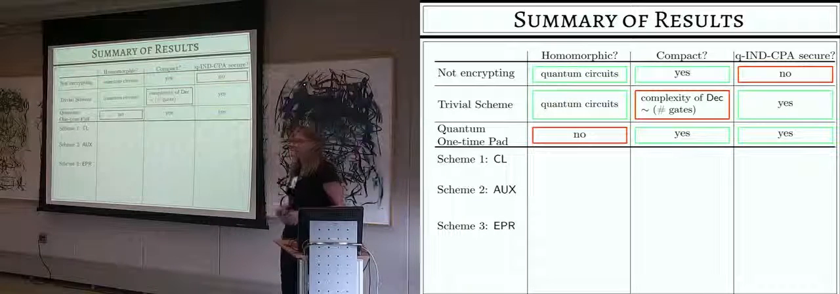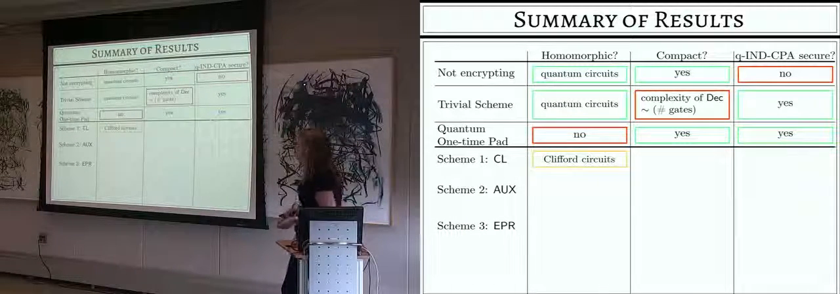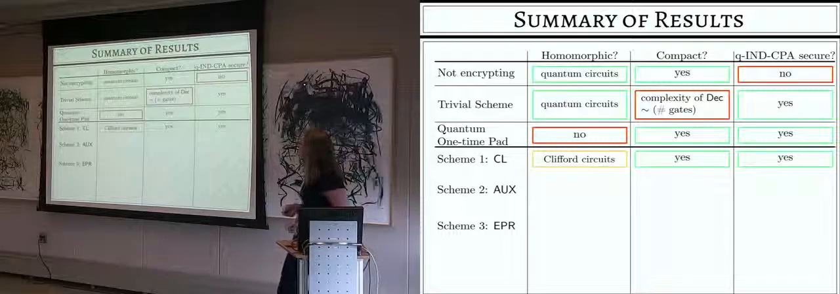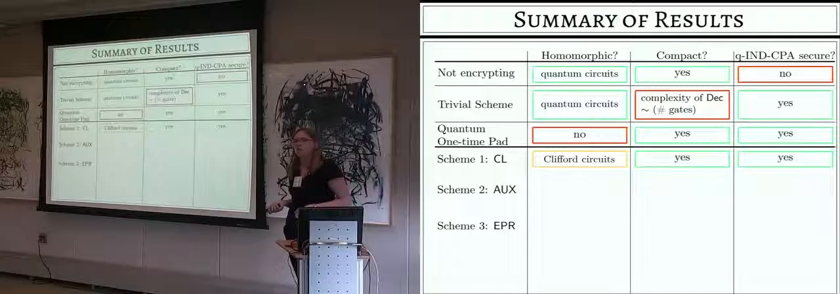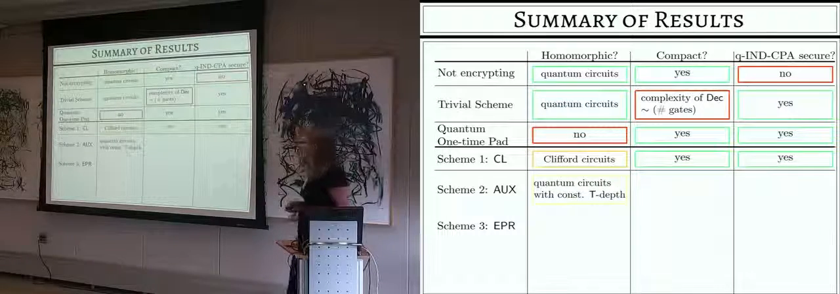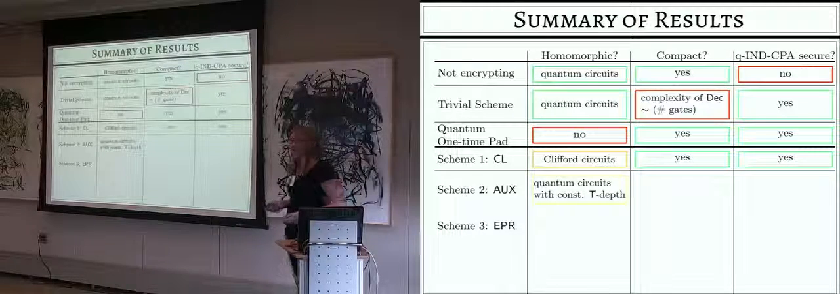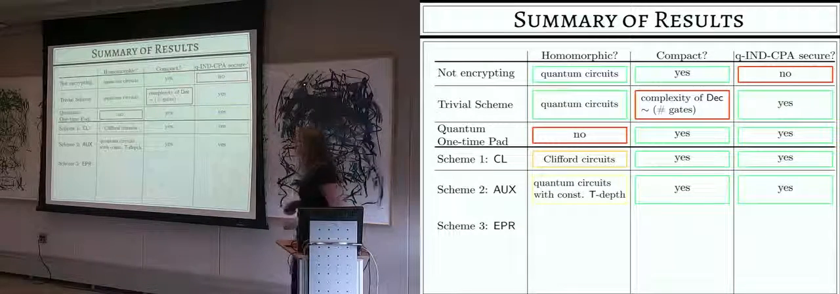And here are our partial results towards this. Our first is rather a modest improvement. This is homomorphic for all Clifford circuits. This scheme is also compact, and it has quantum indistinguishability under chosen plaintext attack security. This isn't so interesting because Clifford circuits are a rather simple class of circuits, which we think of as the quantum analog of just linear circuits that involve only addition. Our second scheme improves on this, and is homomorphic for quantum circuits with constant T depth. This is a slight improvement over just Clifford circuits, and it is also compact and has Q and CPA security.